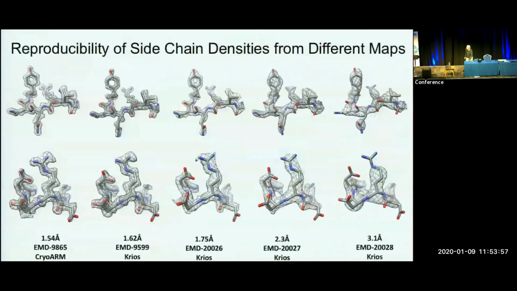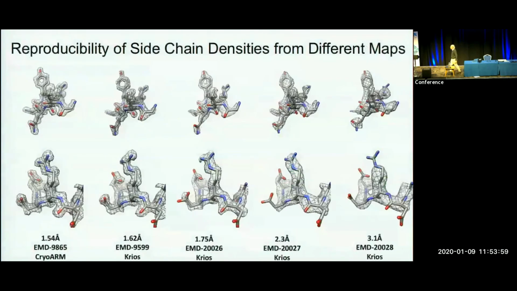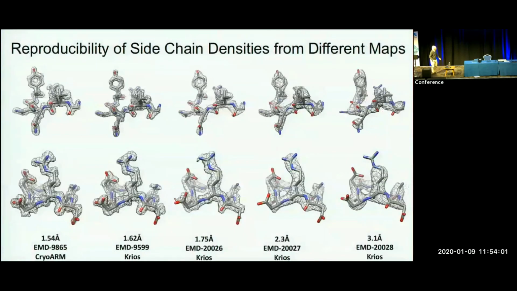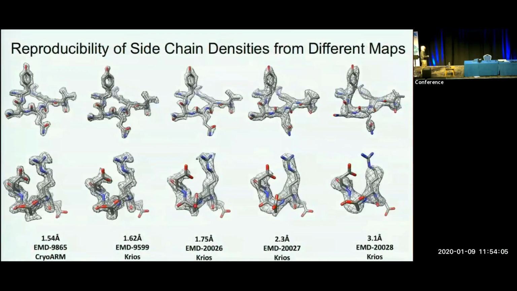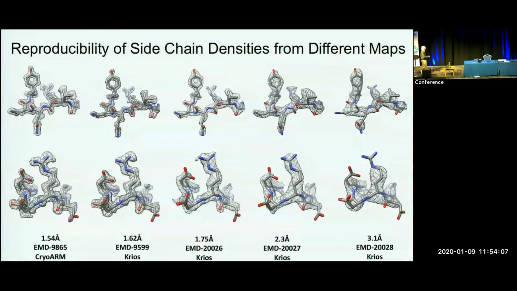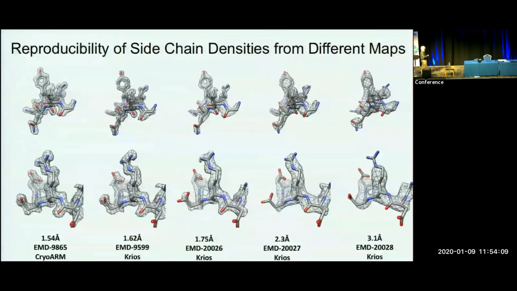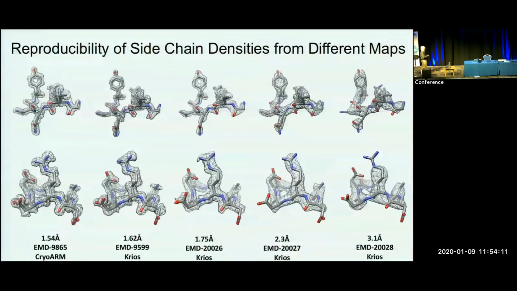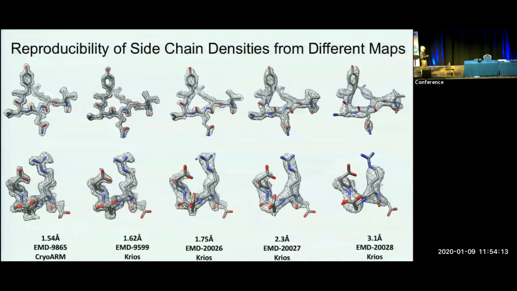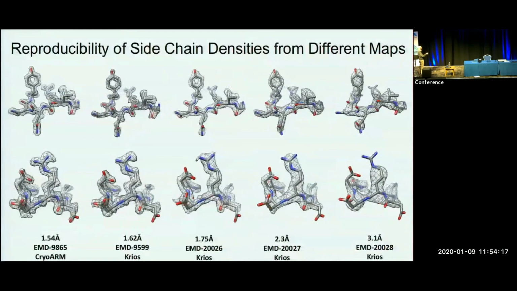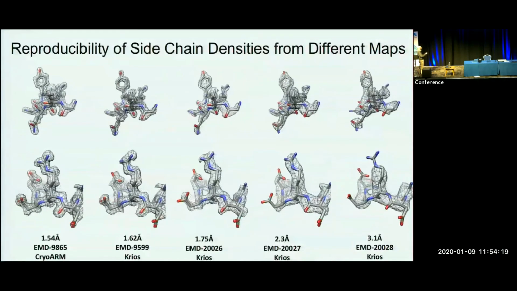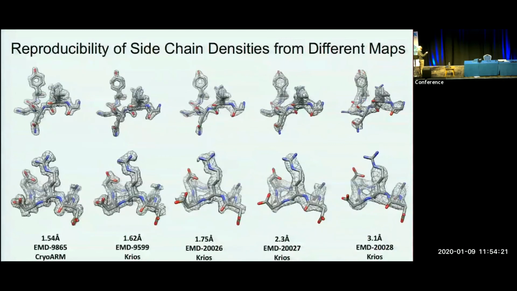So here the next slide shows a few residues that I extracted from several microscopes and different labs. The best one now is this 1.54 angstrom, 2 decimal nowadays. So you can see that the reassuring thing is all this density.